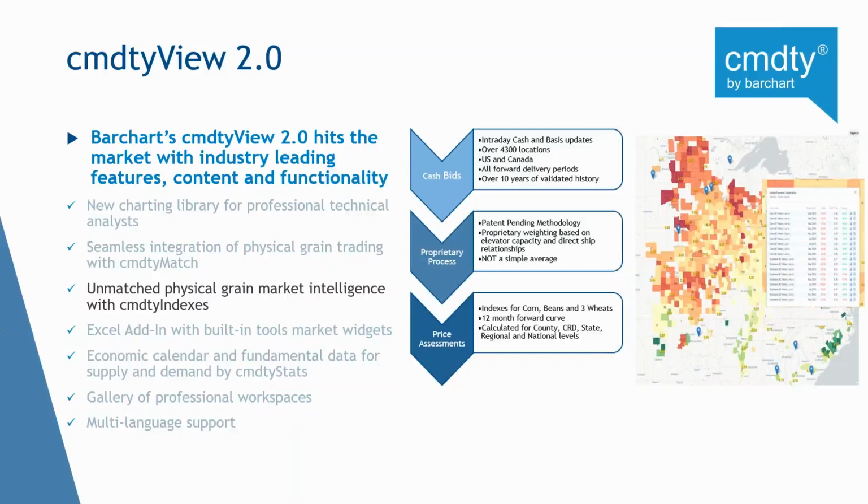These indexes are available for corn, beans, and the three varieties of wheat. You can generate a full 12-month forward curve. You're all familiar with forward curves in the futures markets; with this data, you can now do a 12-month forward curve on the cash markets. And these are calculated not just at the national level, but at the county, crop reporting district, state, regional, and national levels, so you can slice and dice that data in many different ways. I've got some use cases and examples that will show you what you're able to do there.